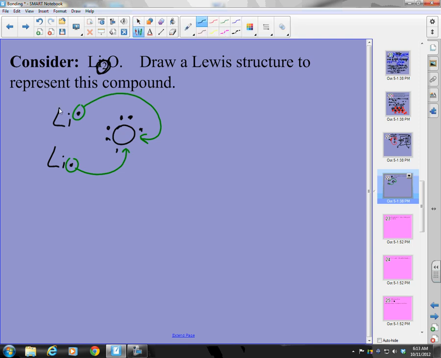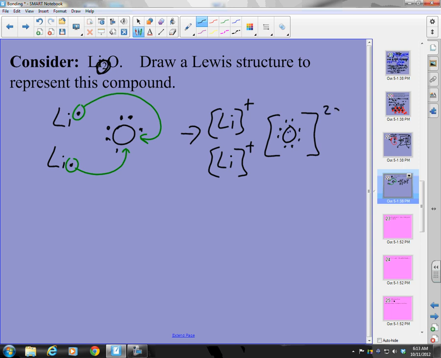Good. And so what do we end up with? I have a lithium, nothing around it, but now it's lost an electron, so it has a plus charge. I have another lithium. It has given up its valence electron. It has a plus charge. And then I have an oxygen. And how many valence electrons does that oxygen now have? 1, 2, 3, 4, 5, 6, 7, 8. 2-. Yay!